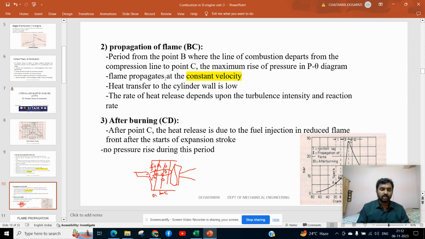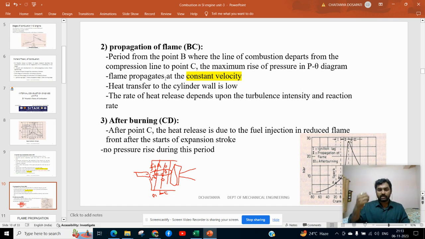Okay, so here the rate of reaction, the chemical reaction, and the rate of heat release are in joules per second. So heat, that is watt. It shows how much rate of heat is released, and it all depends upon the turbulence intensity of the flame and the reaction rate of the fuel and air mixture. So those will be the main points discussed where, from B to C, propagation of flame stays.